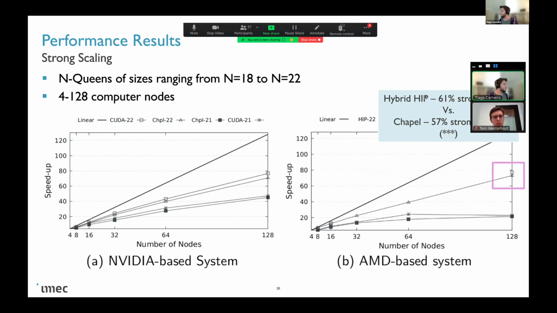We could see similar results: hybrid heap, 61% of strong scaling efficiency. Chapel, 55% of strong scaling efficiency, a bit better than CUDA here, which was 55. So similar results on two different architectures when we didn't change the code for this.